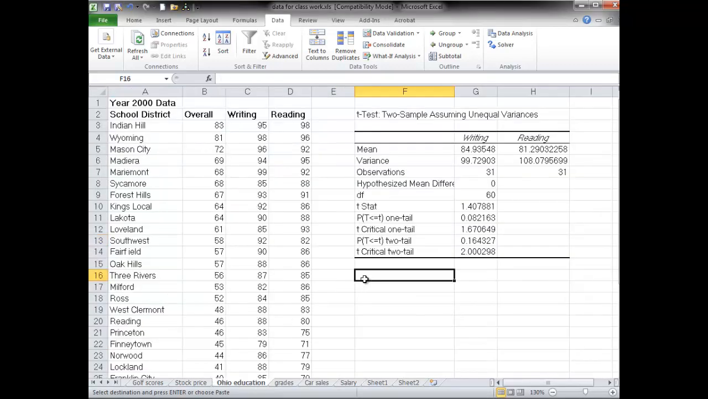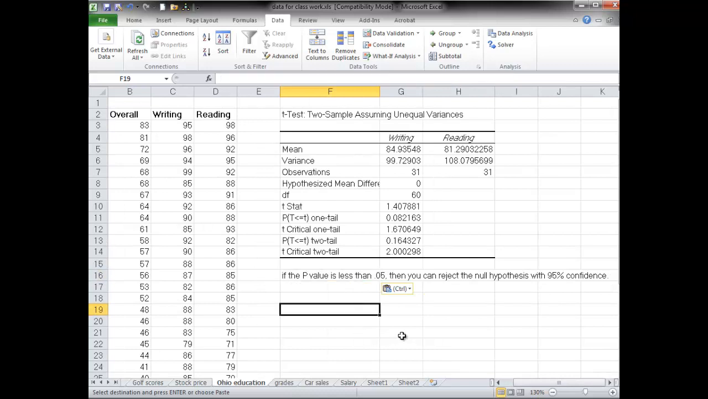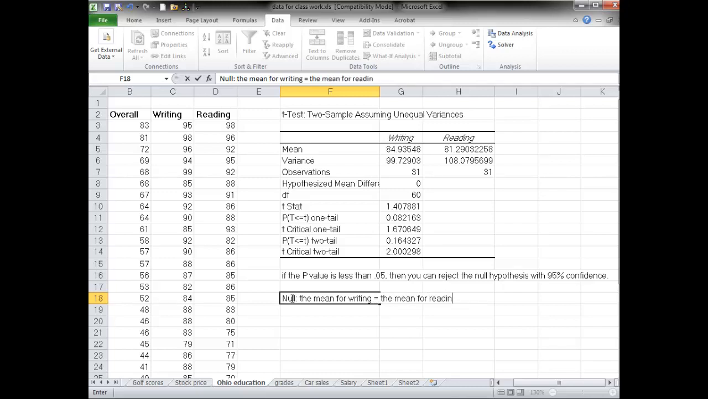Our rule was if the p-value is less than 0.05, then you can reject the null hypothesis with 95% confidence. The null hypothesis here would be that the mean for writing in this school district is equal to the mean for reading scores in this district. Okay, the p-value here says 0.16.